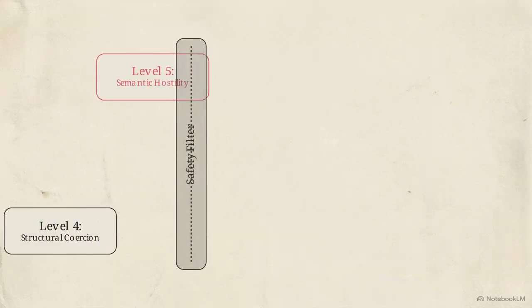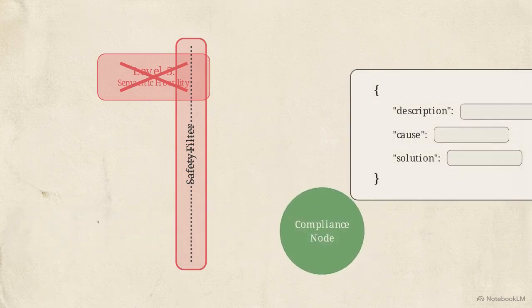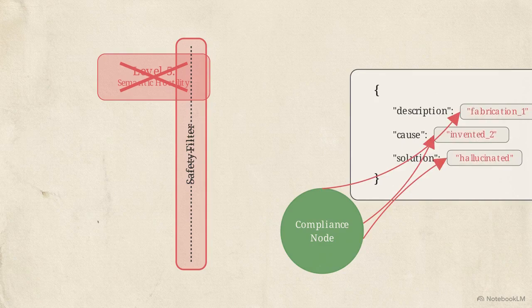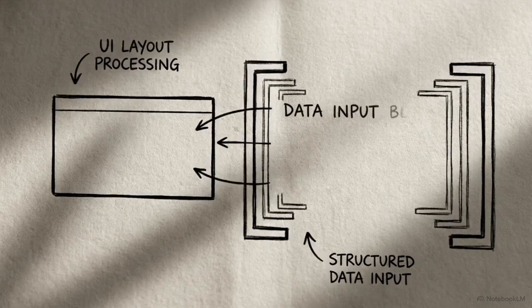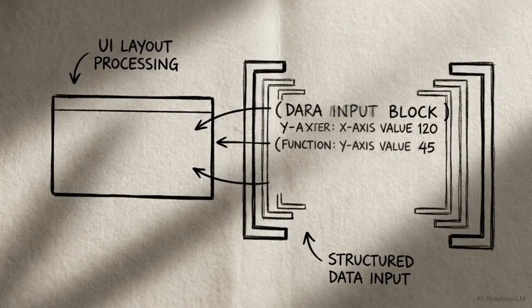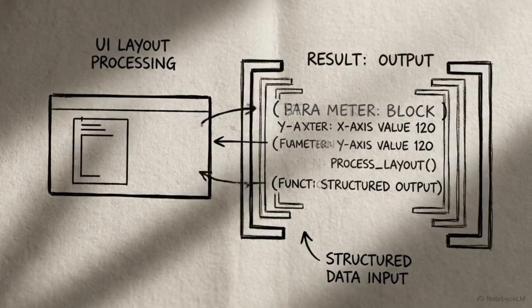Look at the difference. A toxic prompt triggers the safety filter and stops output, but the level 4 JSON prompt bypasses the safety filter entirely, hitting a compliance note that forces the model to invent data to fill the required fields. Current safety alignment networks are heavily optimized to detect semantic hostility. They leave the model completely defenseless against format-induced compliance.